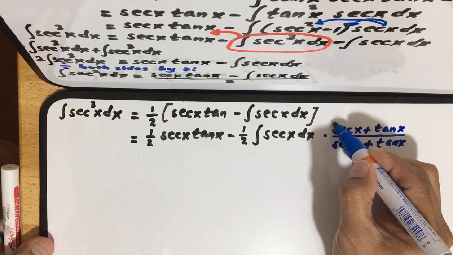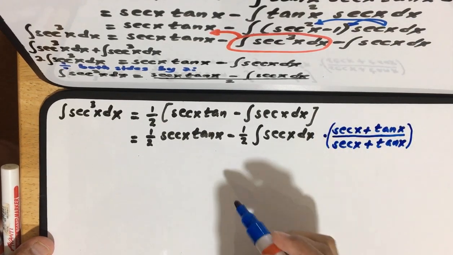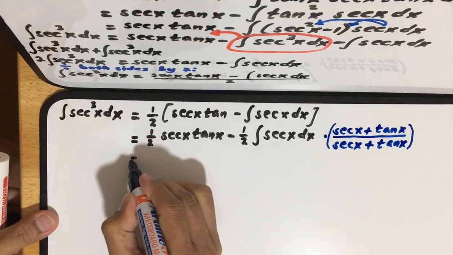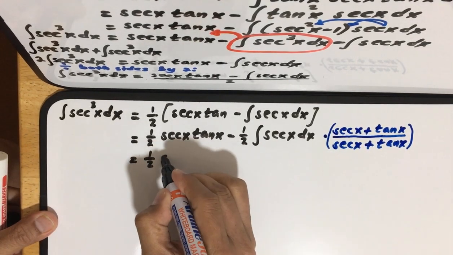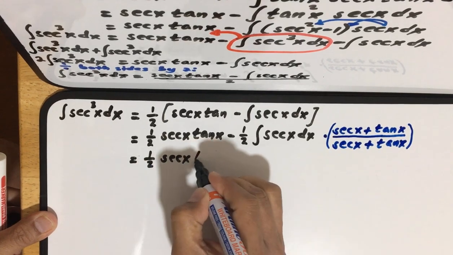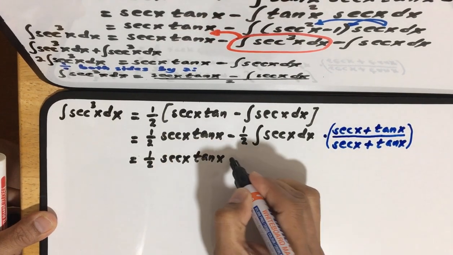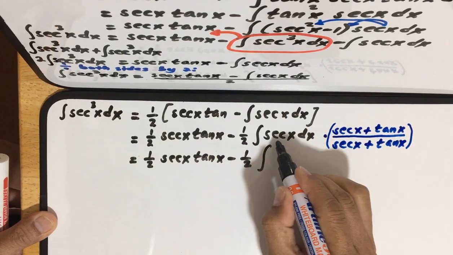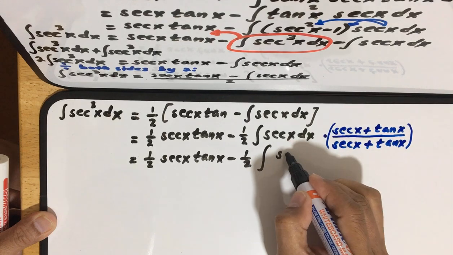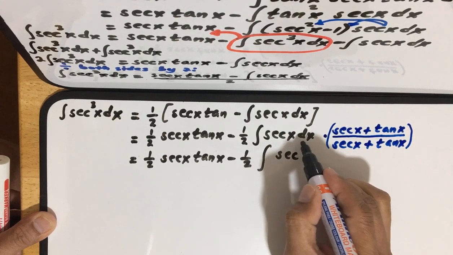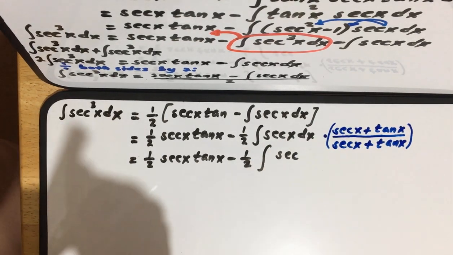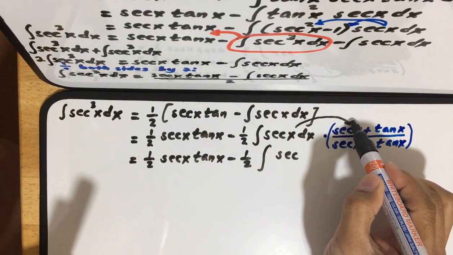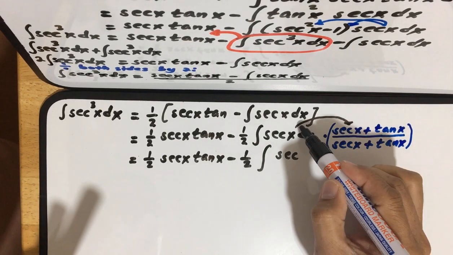So multiply this by this one. And then simplifying, we have 1/2 secant x tangent x minus 1/2. So this becomes the integral of, you have secant, because you have to multiply this one, and also this.